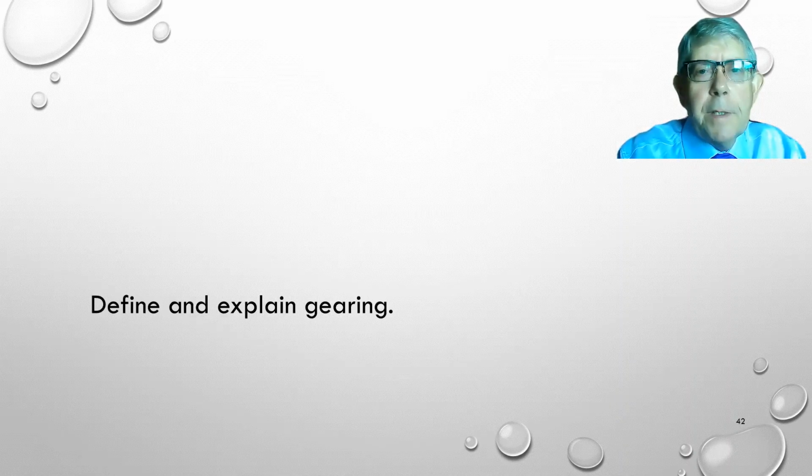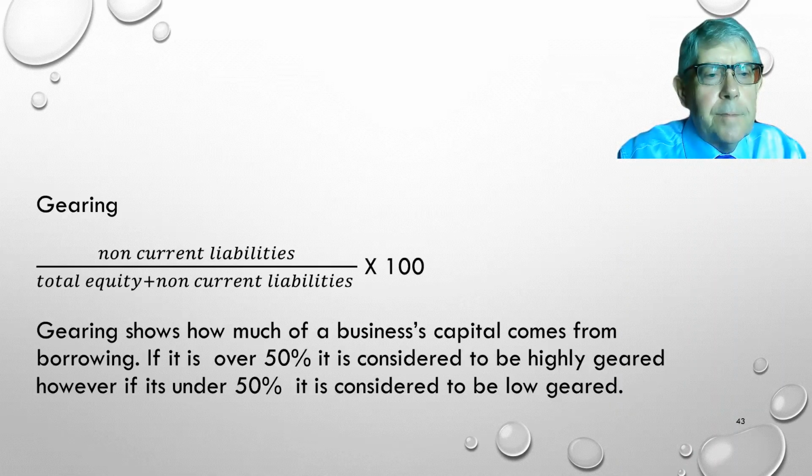Define and explain gearing. So gearing is non-current liabilities divided by total equity plus non-current liabilities times 100. Gearing shows how much of a business's capital comes from borrowing. If it is over 50%, it is considered to be highly geared. However, if it is under 50%, it is considered to be low geared.